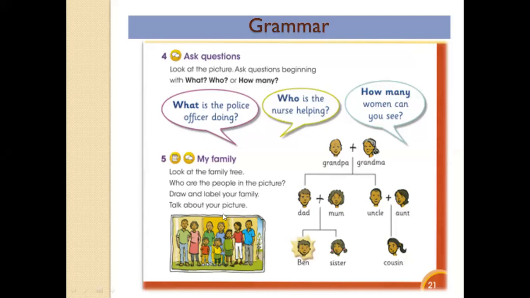Talk about your picture. So what you are going to do, you are going to draw a family tree like this, and then you are going to write the names of your family. First of all, we are going to write about grandpa and grandma. Then we will take a line down to our dad and mom. You can also introduce your uncle and aunt. If you don't have, you can skip. Then brother and sister. You can write your name and your brother or your sister. If you have a baby brother, you can also mention here.